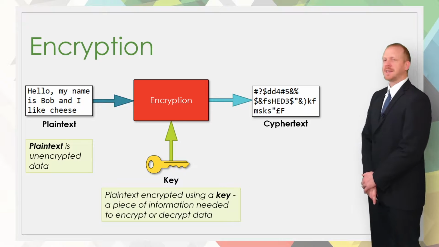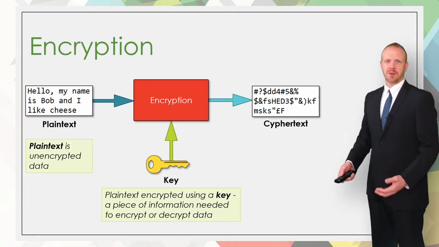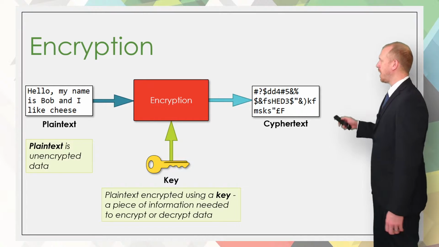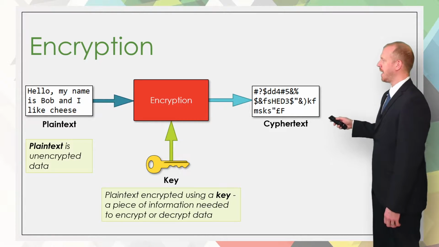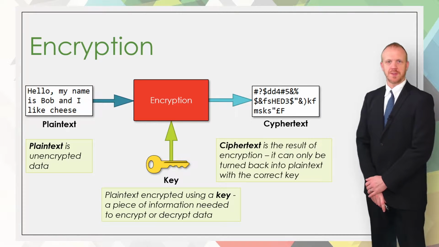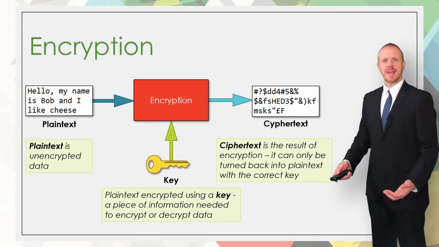Now, a key is a piece of information that's needed to encrypt the data. We'll look at examples of keys shortly. And as that key and plain text are combined, out the other side comes ciphertext. Ciphertext is the result of the encryption. It can only be turned back into plain text with the correct key.